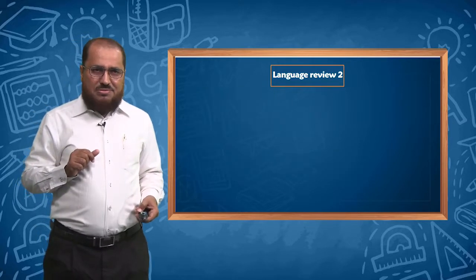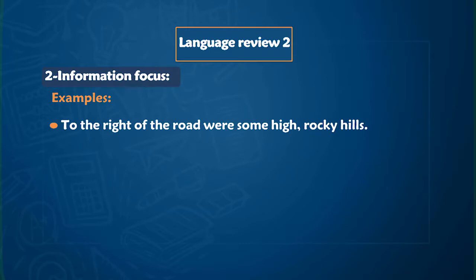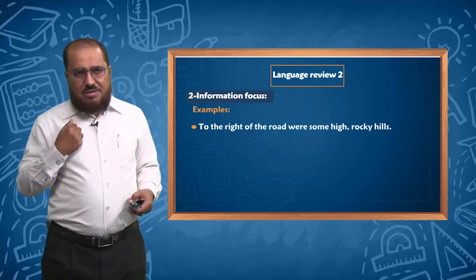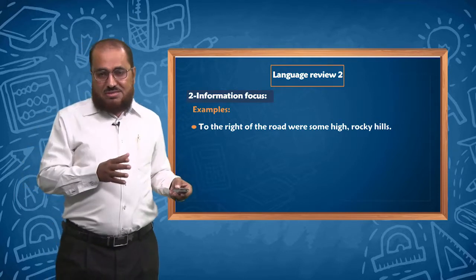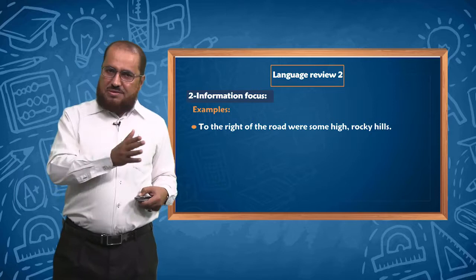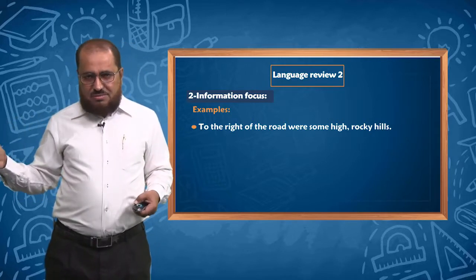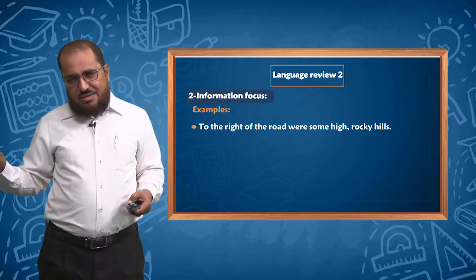Let's take more examples. To the right of the road were some high rocky hills. Can you change the focus here, yourself? I myself think that in this sentence the writer focuses on the direction, the right of the road, not the left of the road or the other side. The right of the road, there are hills. The right, not the left. So we started as you see now.